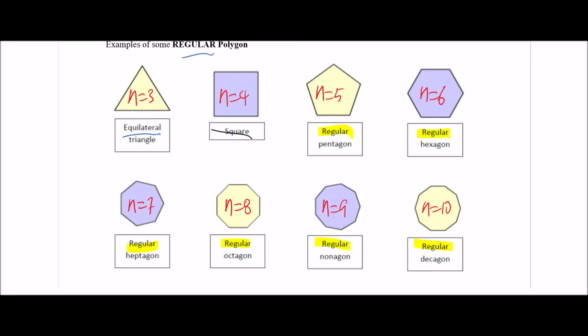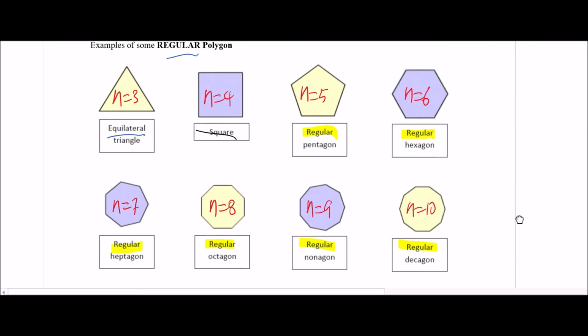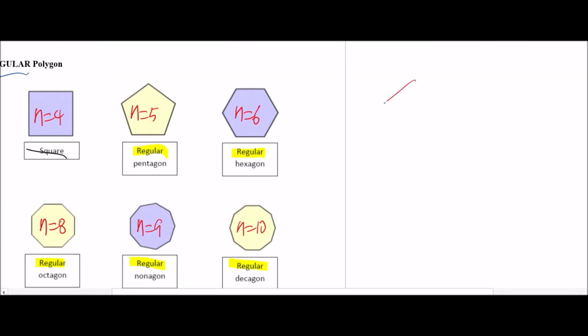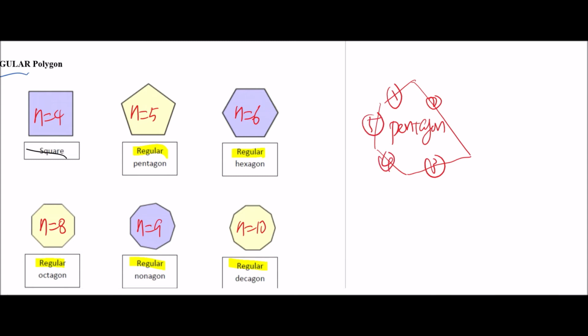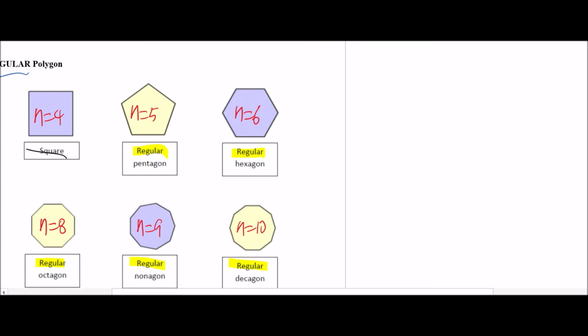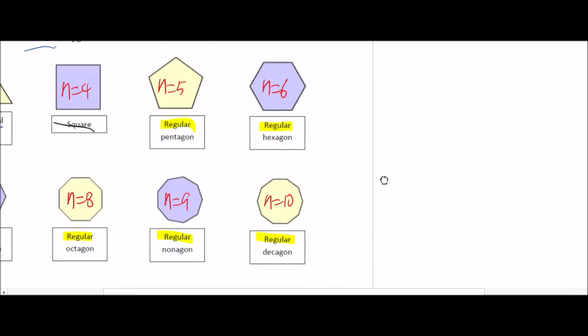Because for example, n equals 5, we have a regular pentagon. If you don't tell me it's regular, I might have something like this: 1, 2, 3, 4, 5. This is a pentagon because it has 5 sides. But you realize that not all the sides are equal. So this is a non-regular pentagon. We just call it a pentagon in general.